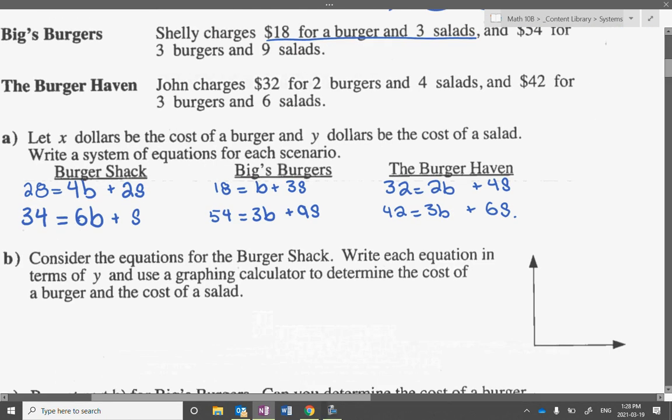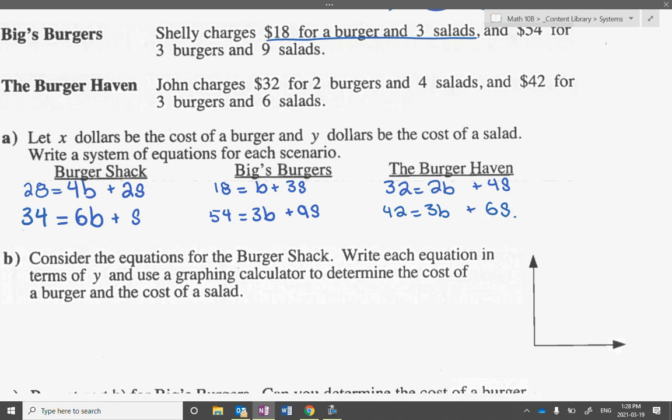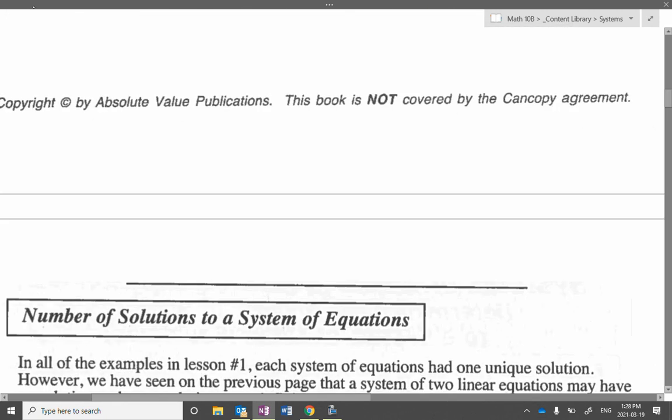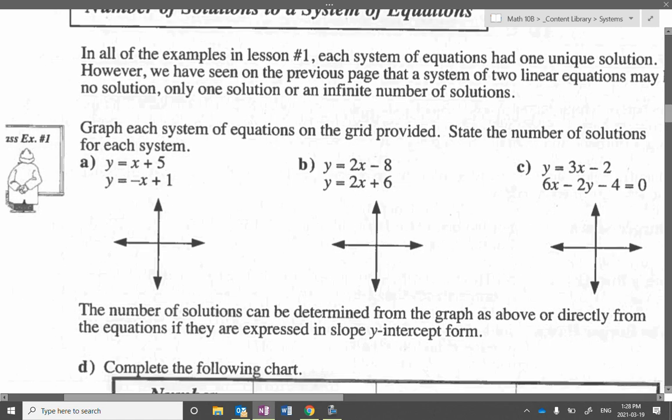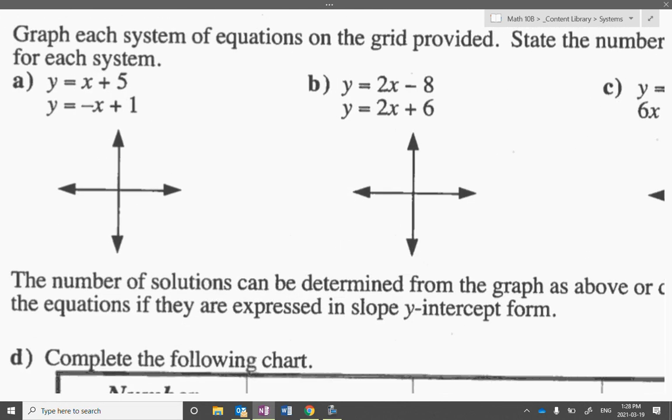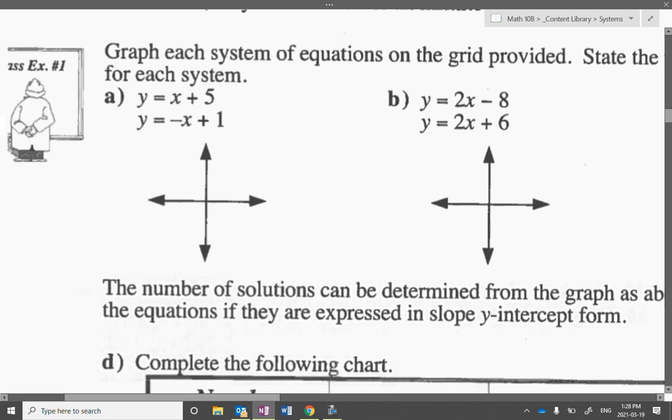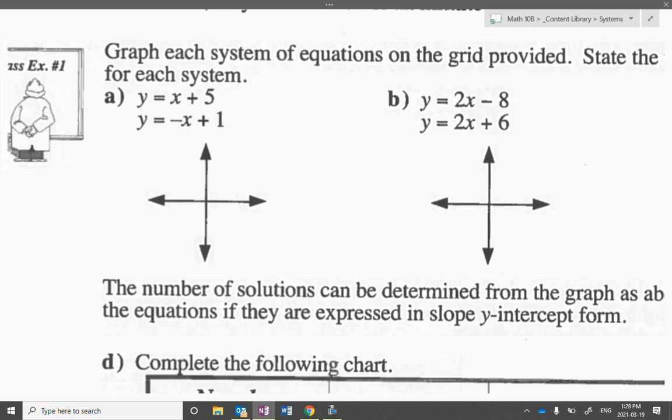We're going to skip the rest of this page because I feel like they overcomplicate it, and we're just going to turn to the next page. I just wanted you to practice writing word descriptions into equations there. That was the goal. Okay, let's look at these first couple here. So we're just going to do a quick sketch of these graphs. So class example 1a, y equals x plus 5.